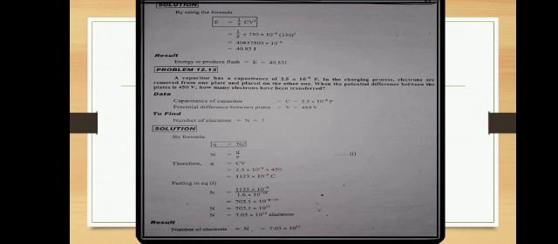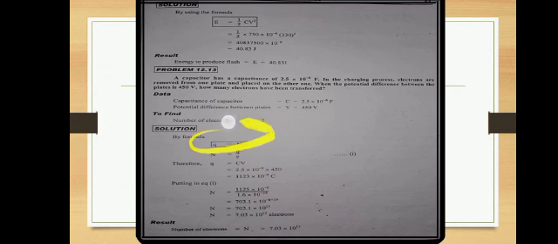Last numerical of the chapter: a capacitor has capacitance 2.5 into 10 raised to minus 8 farad. In the charging process, electrons are removed from one plate and placed on the other plate when potential difference between them is 450 volt. How many electrons have been transferred? Number of electrons, and we have to calculate.